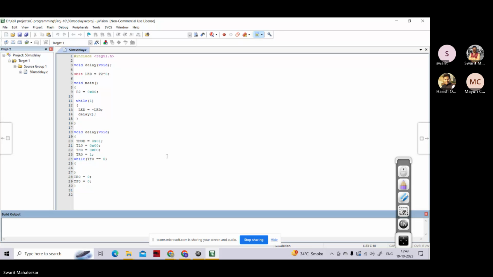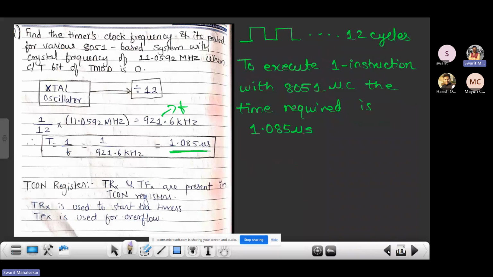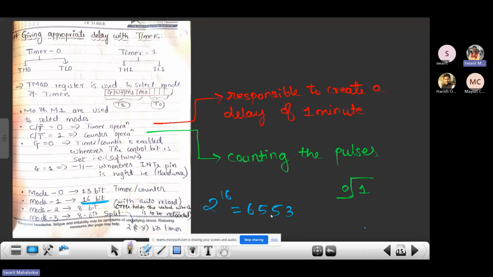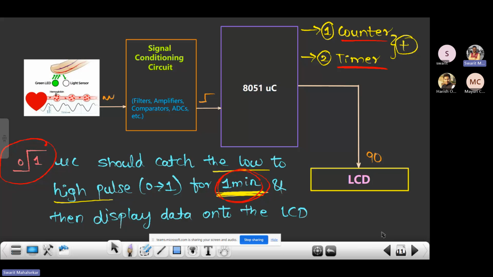I just forgot to tell you one thing. If you are using any controller, let's say Arduino, you don't need to use this timer. To create a 1 minute delay, you can use the predefined function delay, whatever that is, 60,000.